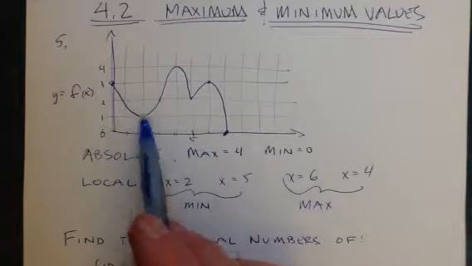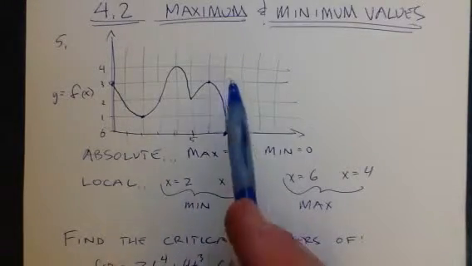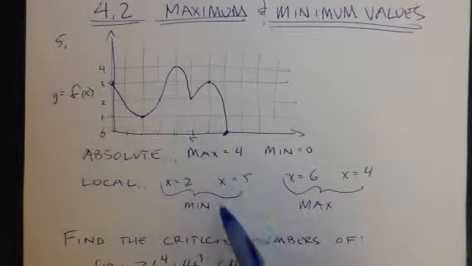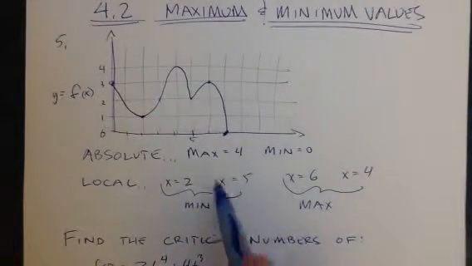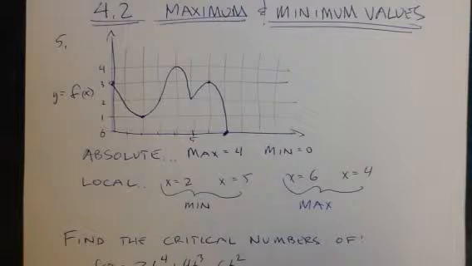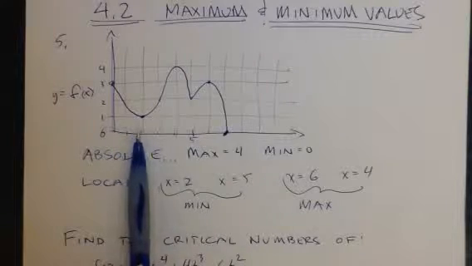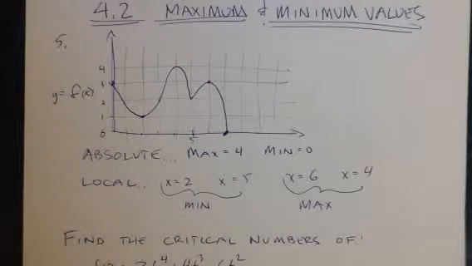At 2, the minimum value is 1. And for the local minimum it is 1. And at 5, it's 2. So the values that correspond to the x values can be plugged in. But we're often interested in more where you are in x to get those local maximum or minimum values.